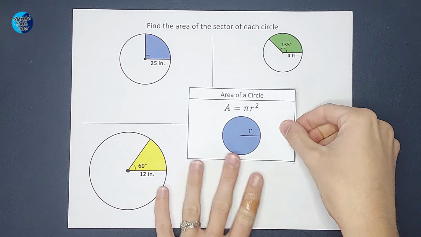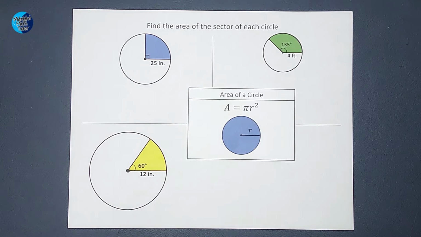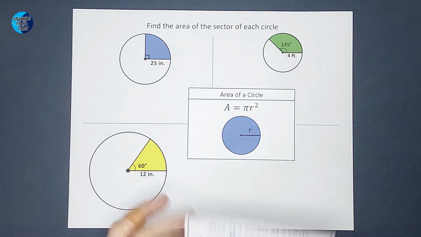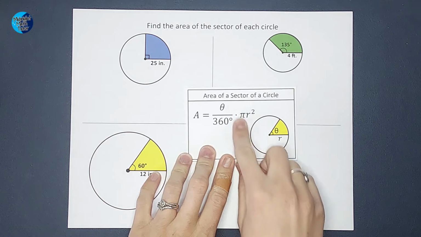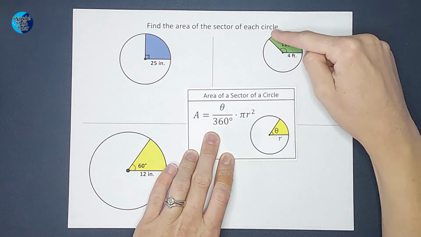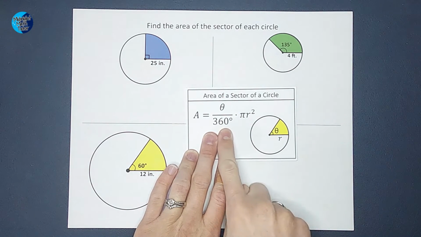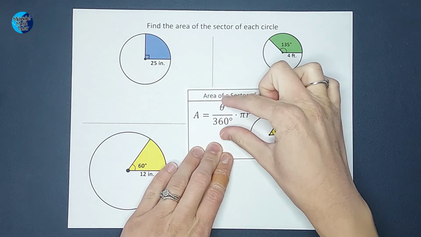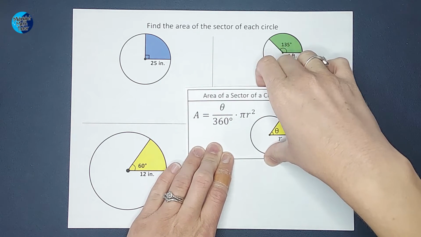Well, the area of a full circle is pi r squared. You're probably familiar with that. But if we just want to find a piece, not the entire circle, what we are going to do is take that pi r squared, our area, and multiply it by whatever the degrees are of the sector we're trying to find over 360. What that's going to do is give us what fraction of the circle we want to know the area of. Okay, so let's go ahead and try this out.